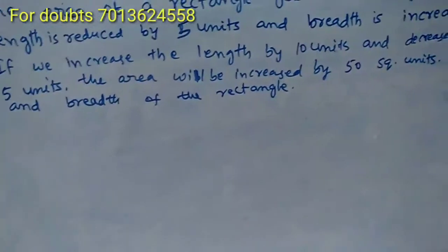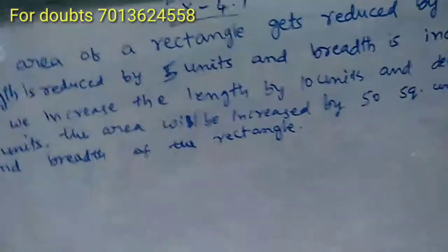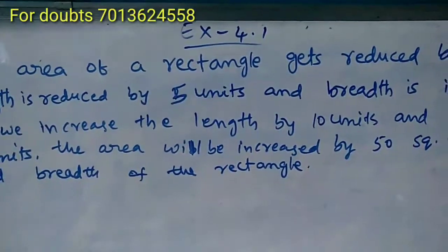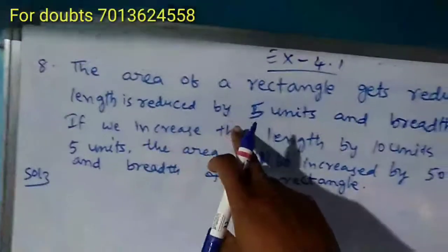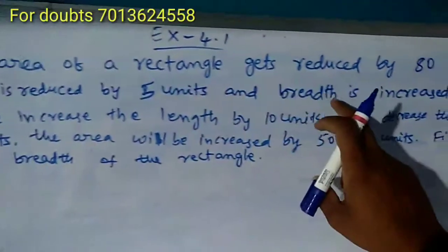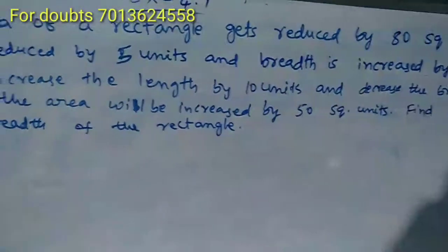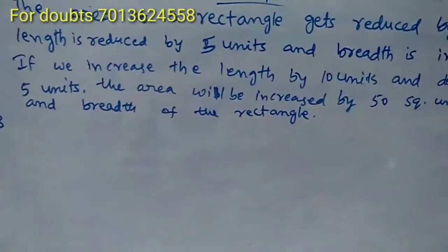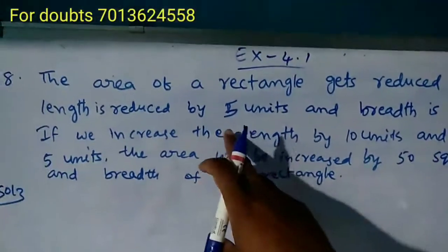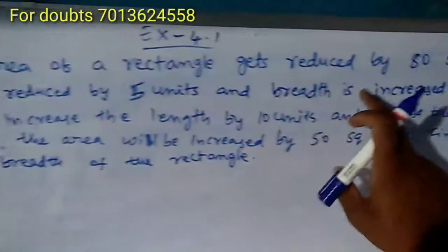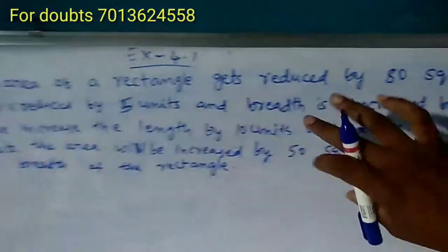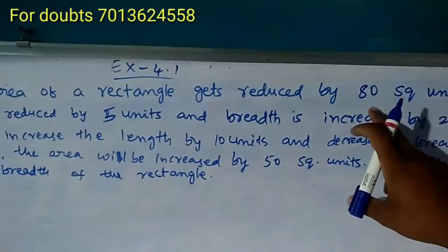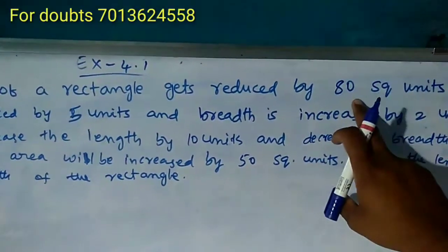Okay, so given what the question is, the area of a rectangle gets reduced by 80 square units if its length is reduced by 5 units and breadth is increased by 2 units. That means one rectangle is there. For that rectangle, if we reduce the length by 5 units and breadth is increased by 2 units, then its area is decreased. Reduced means decreased by 80 square units.